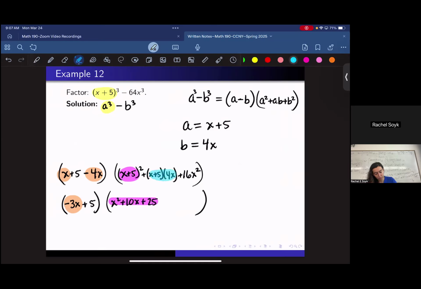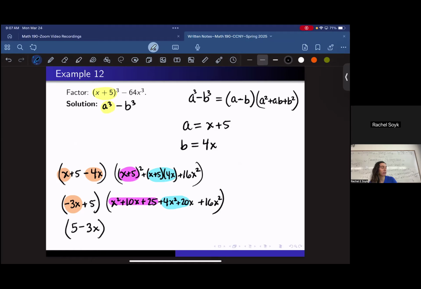And then let's use our distributive property to simplify what we have in blue. So we have a plus x times 4x is a 4x squared, and then 5 times 4x is a plus 20x, and then we have that plus 16x squared. We can combine some like terms. So negative 3x plus 5 is the same as just 5 minus 3x. Doesn't matter, you could keep it the other way. I just don't really like starting with negatives.